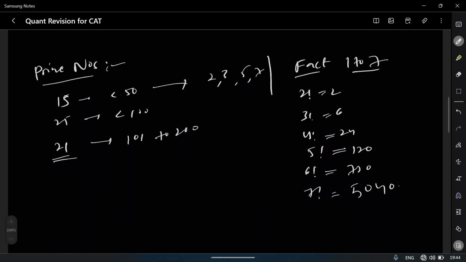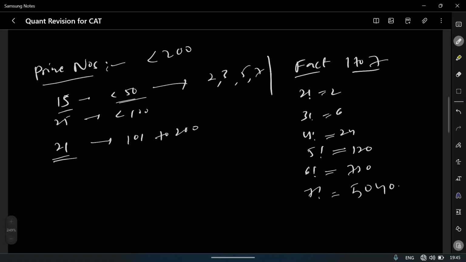After that, prime numbers. I recommend you to remember all the prime numbers less than 200. Why am I suggesting this is, in CAT, they usually ask these kind of questions like the number of prime numbers less than 50. So that is 15. And try to write down all the prime numbers less than 200 and revise it daily.